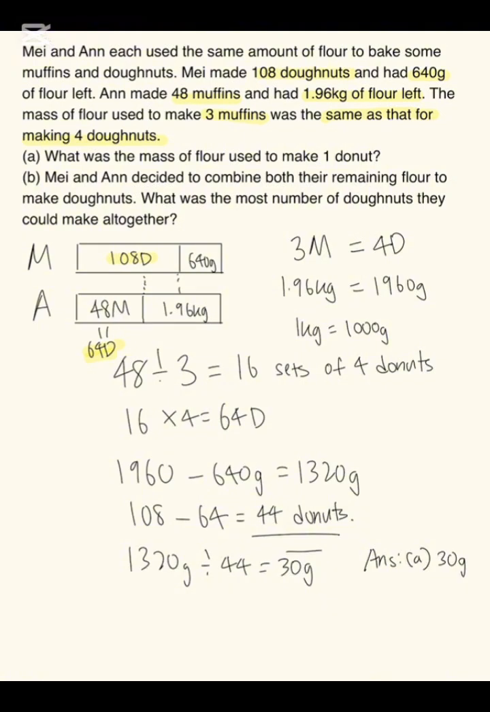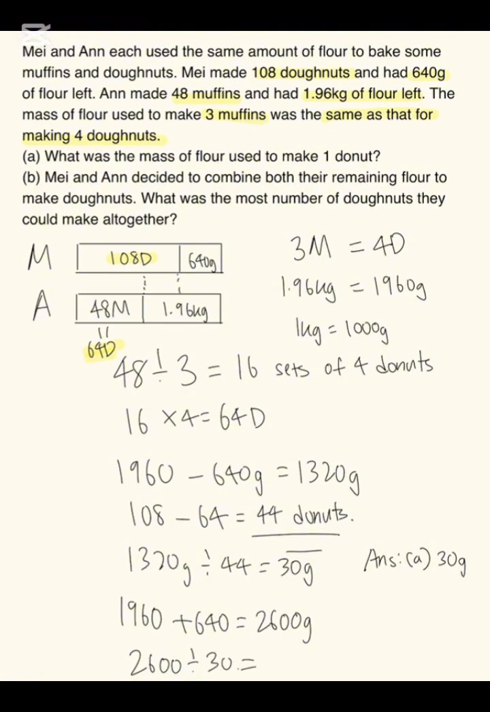Now that we have solved part A, part B: Mei and Ann decided to combine both their remaining flour to make donuts. So this is very easy, right? Because we already know 1 donut needs 30 grams. So we just combine 1960 with 640. We will get 2600 grams, and we simply do a division.